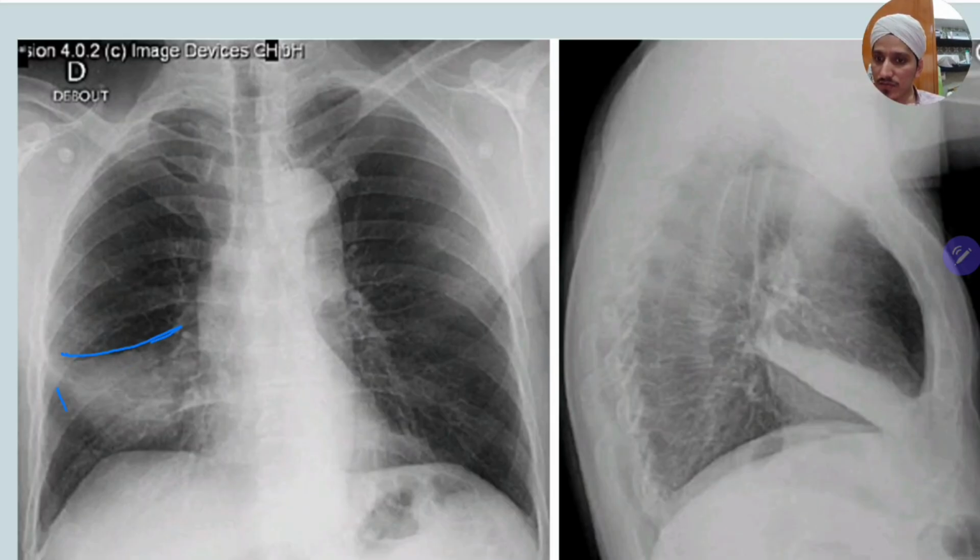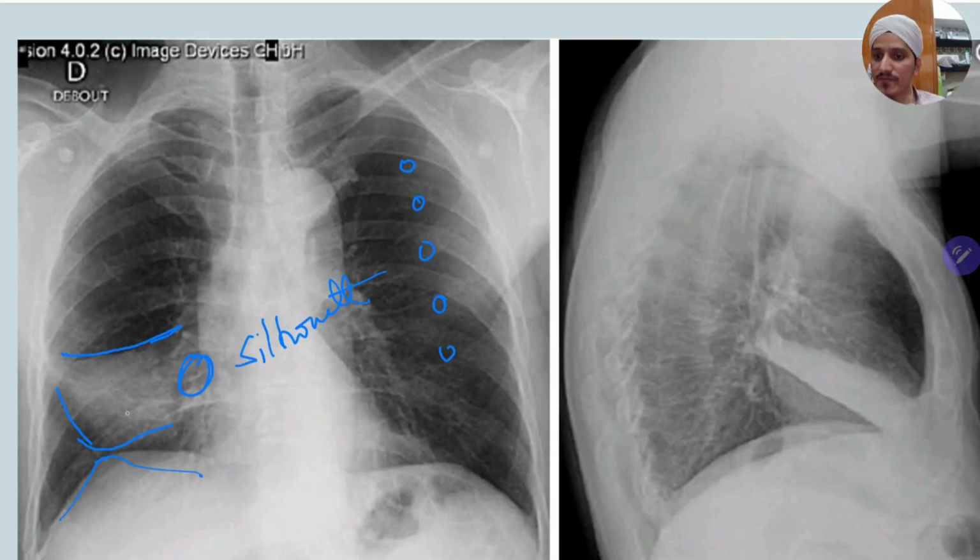So this is the middle lobe. You are able to appreciate the silhouette sign also here. The silhouette sign is present. That means it is the middle lobe. And see the ribs are hyperinflated. See the intercostal space. So compensatory hyperinflation is also there.